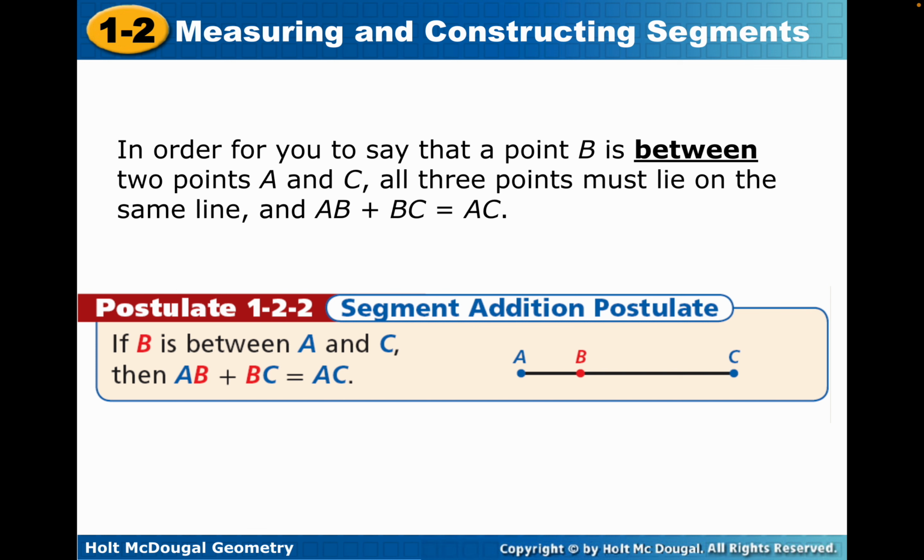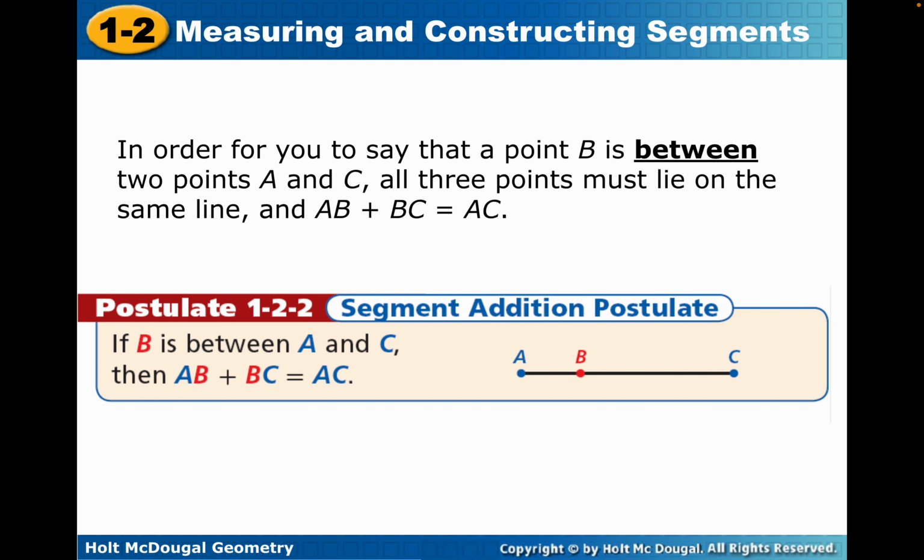This is going to talk about another postulate. So this is what our problems are going to kind of look like today. This one is talking about the segment addition postulate. It says, if B is between A and C, then AB plus BC equals AC. And this is a postulate, meaning, if it's a postulate, what does that mean? Yeah, it's true. We can accept that it's true.